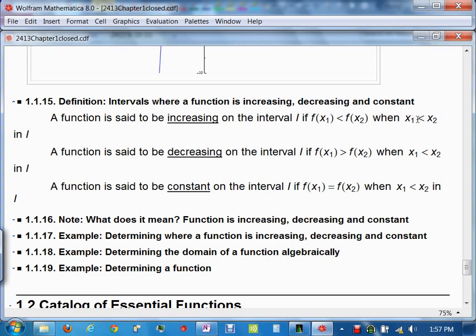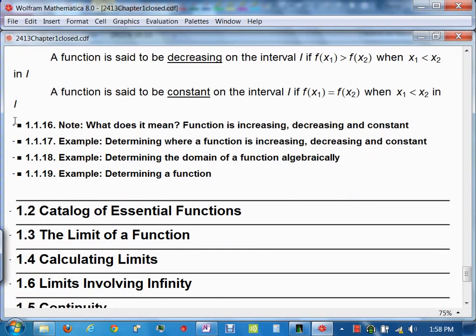If I say x1 is less than x2, I'm saying x1 is to the left of x2, right? So that means that the point to the left is below the point to the right, correct? That's what it means to increase. Decreasing means the point to the left is above the point to the right. And you're going to see this in a picture in a second. And constant means what? They're the same. The heights are the same. So let's take a look at the picture.